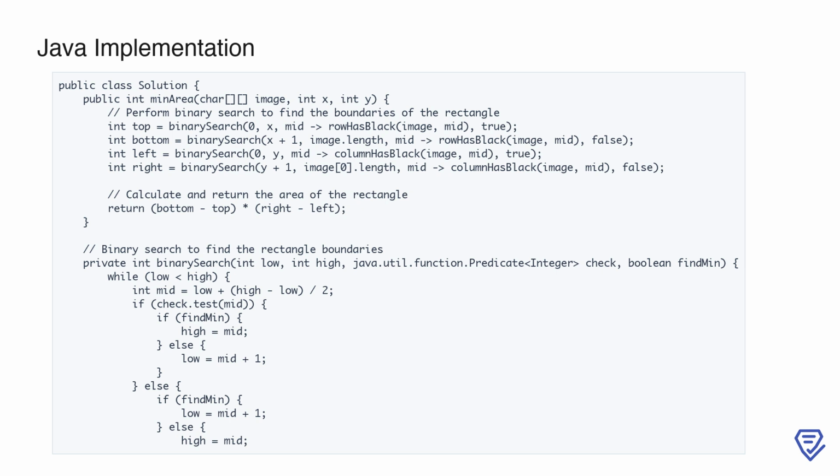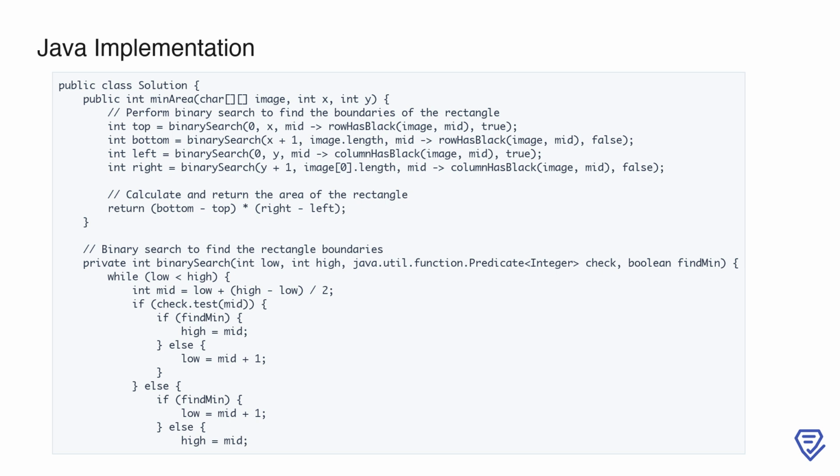Here, we have the Java implementation for finding the smallest rectangle that encloses all black pixels in a binary image. The main method, minArea, takes in the image as a 2D character array, along with the coordinates of one black pixel, x and y. To determine the boundaries of the rectangle, we use binary search.